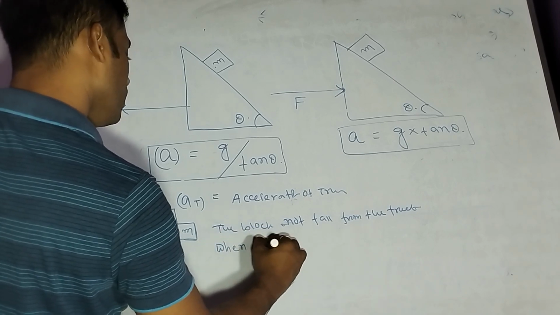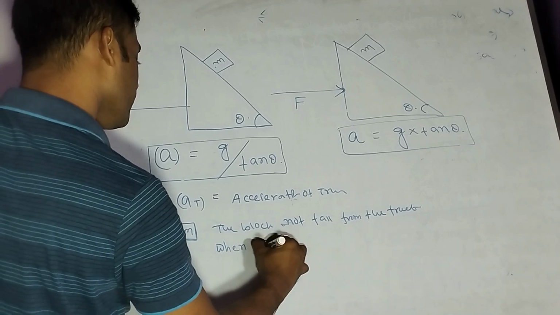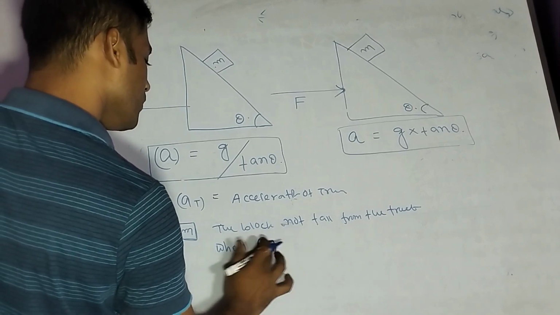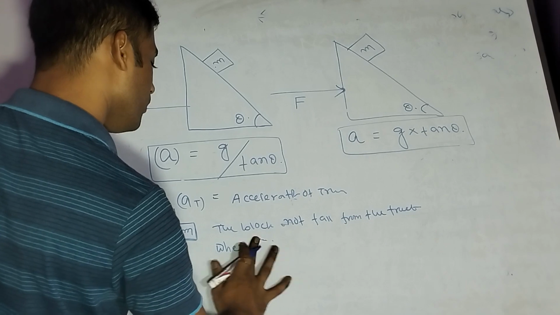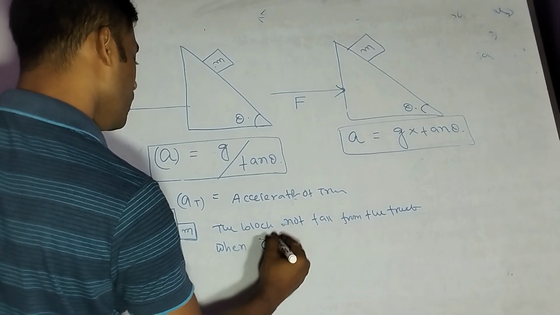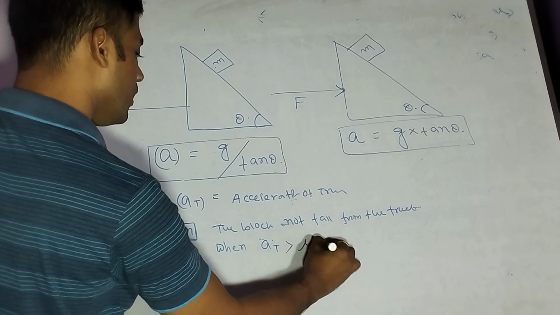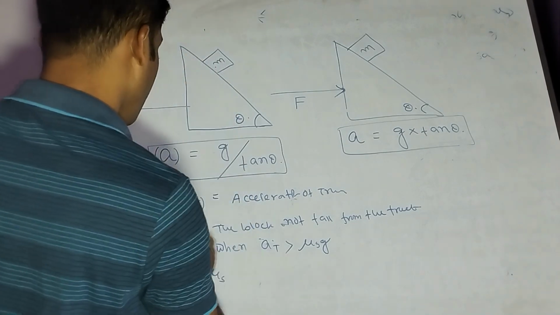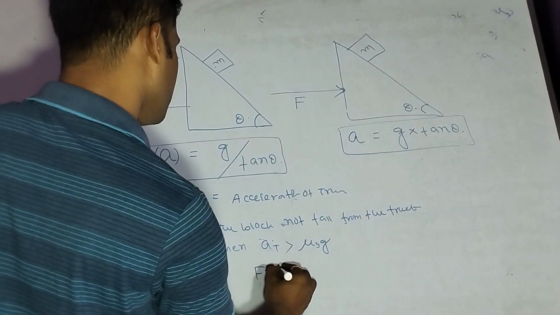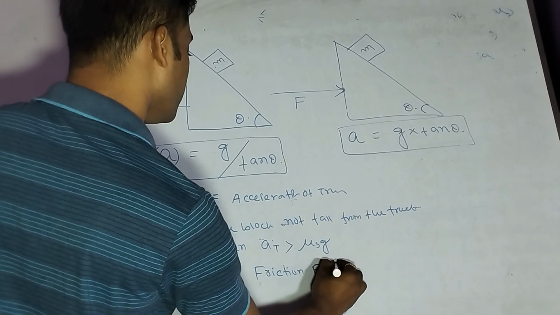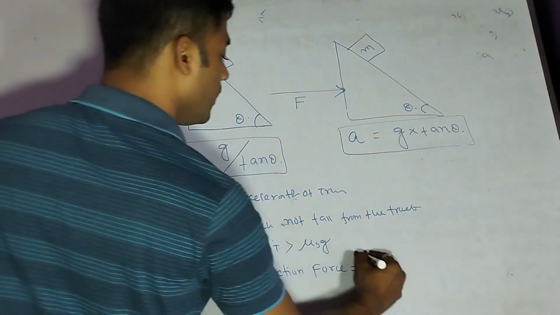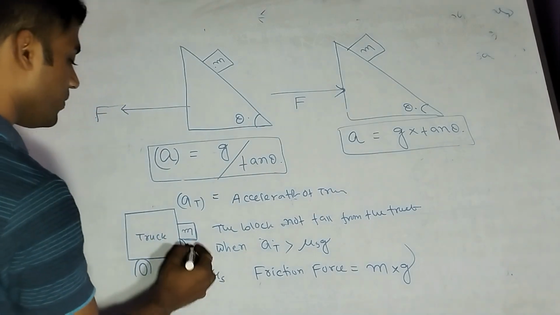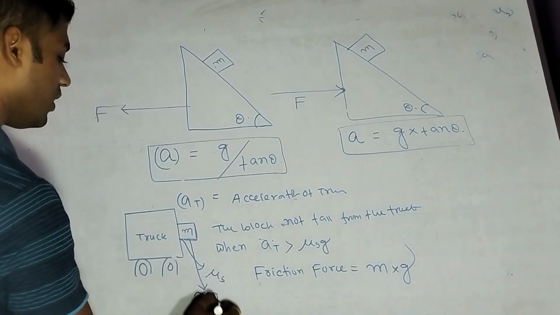When the acceleration of the track a is greater than mu s g, where mu s means the coefficient of friction between the two surfaces. Now calculate the friction force in this condition. What is the friction force? M is the mass of the block and its weight is mg, acting in the downward direction.